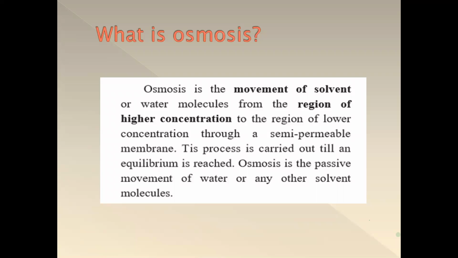In 5th, 6th, 7th, right? Same. Okay, the process is the same. Osmosis is the movement of the solvent or water molecules from the region of higher concentration to the region of lower concentration through a semi-permeable membrane. Okay, semi-permeable membrane, just like that. Remember something like a parchment paper or a strainer. Okay, so what happens through that semi-permeable membrane? The water molecules will move. This process is carried out till an equilibrium is reached. Equilibrium means there is a balanced process.